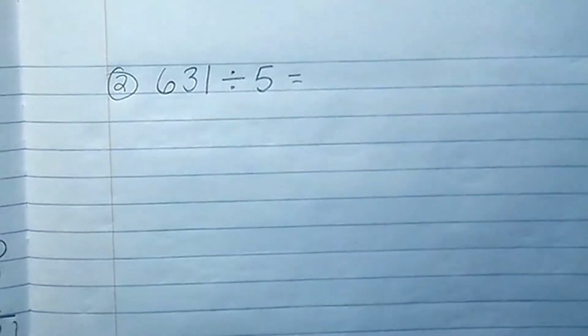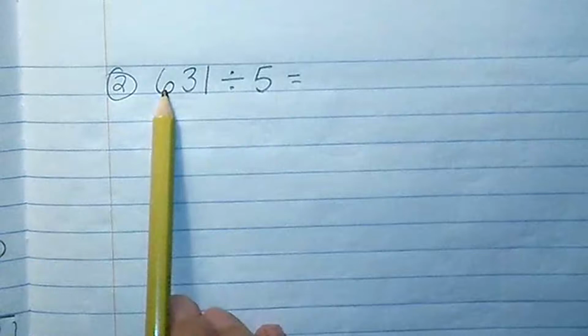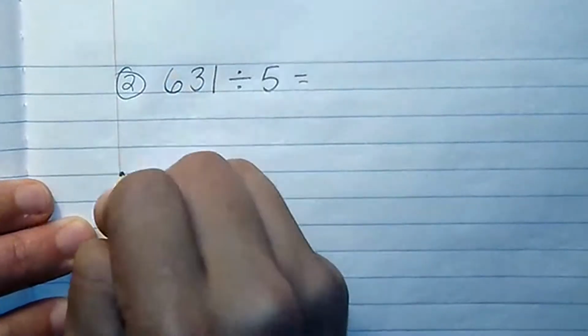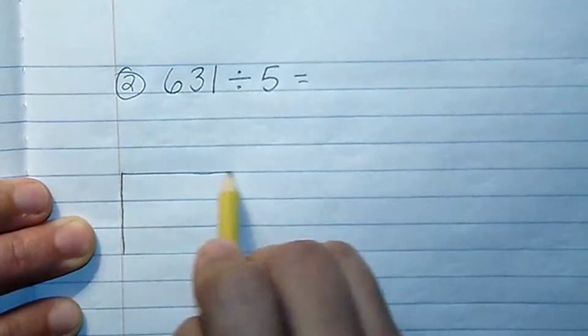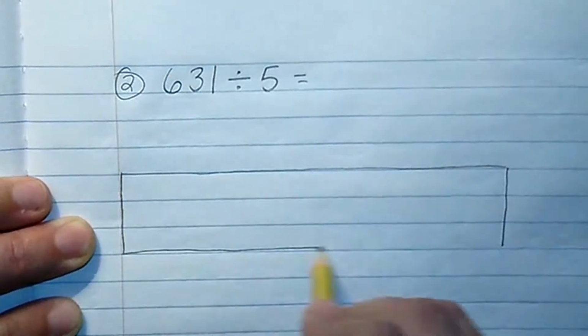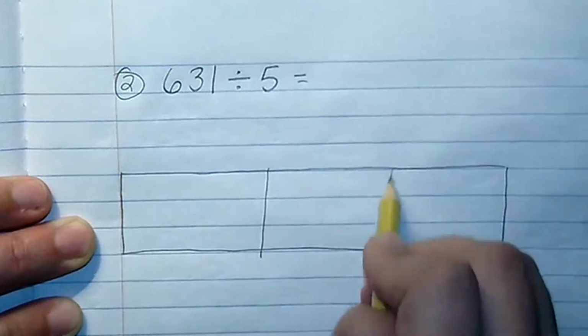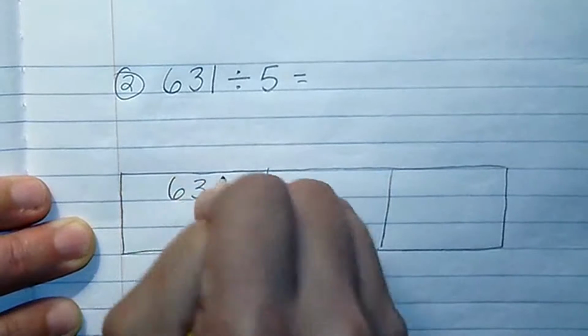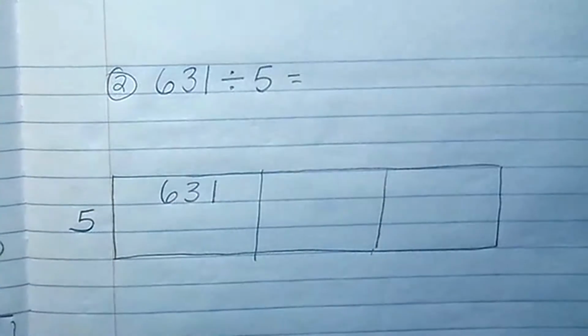We have 631 divided by 5. Okay, I first noticed that I have a 3-digit number. So I'm going to skip a couple lines and I'm going to make my area model from margin to margin. It helps me keep my work organized. 3 columns, because we need 3 spaces. We have 631 and we're dividing by 5.